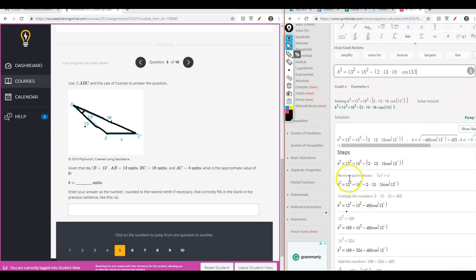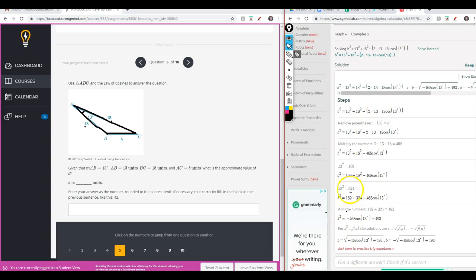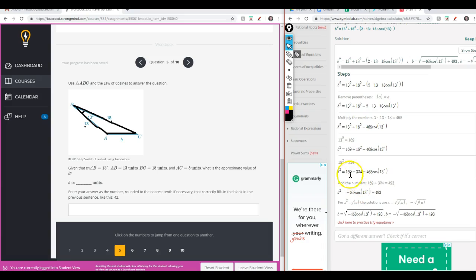So it says to multiply this. We're going to multiply 2 times 13 times 18 to end up with 468 times the cosine of 13. And then 13 squared right here is 169, so that's how they went from right here to right here. And then 18 squared is 324, so that's how they went from 18 squared to 324 right there. And then they're going to add these numbers, 169 plus 324, to end up with 493. And so they added it, they just rearranged it.